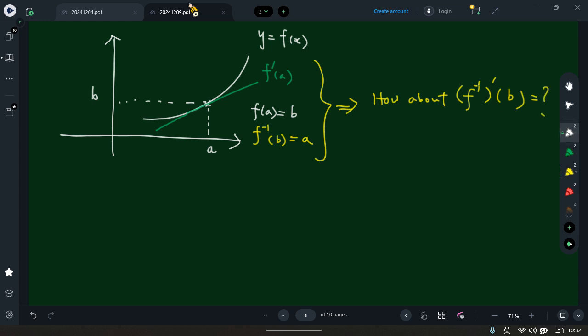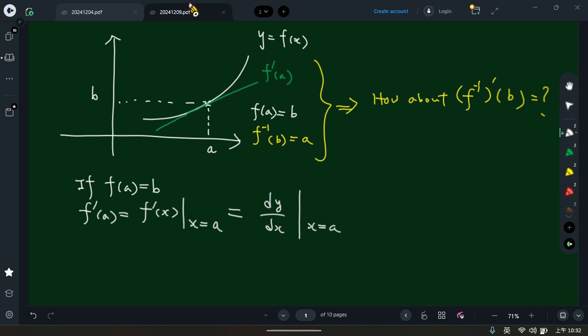If you want to get this one, you can see we already know f of a is equal to b. So f prime a, meaning f prime s when s is equal to a, will be equal to dy over dx at s equal to a. This part is no problem for you, right? Because we just follow the original definition of differentiation at s is equal to a.